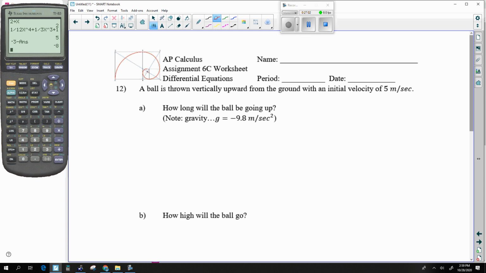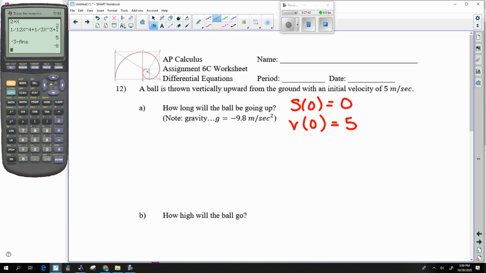Okay, a ball is thrown vertically upward from the ground with initial velocity of 5 meters per second. So that gives me a couple pieces of information. At time 0, the position is 0 because he threw it from the ground. Also, when time is 0, the velocity was a positive 5 meters per second. That's what the opening statement said.